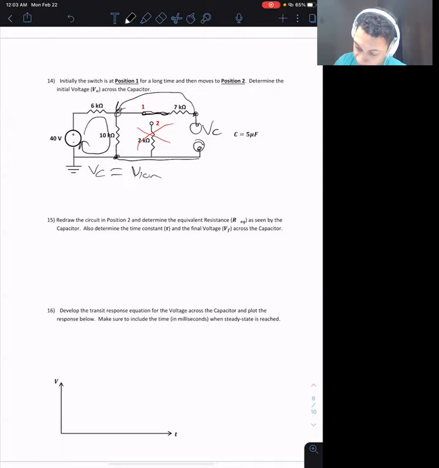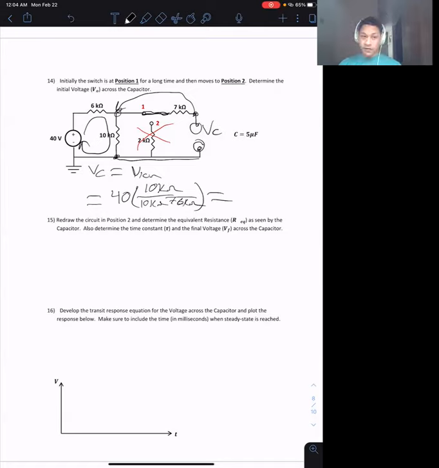So VC is equal to the voltage of the 10 ohm. Current flows in this direction. So now we can just use the current divider rule. 40 over, this is 10. Okay, and that equals 25 volts. And this is just simple VDR.